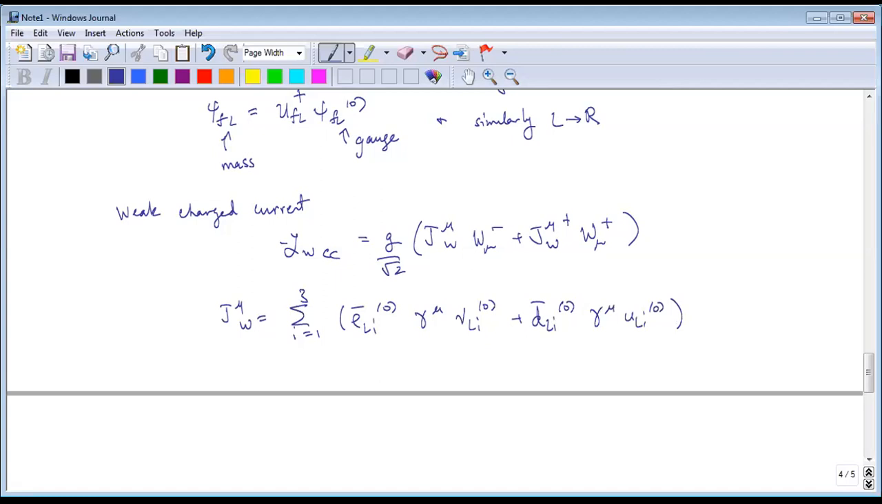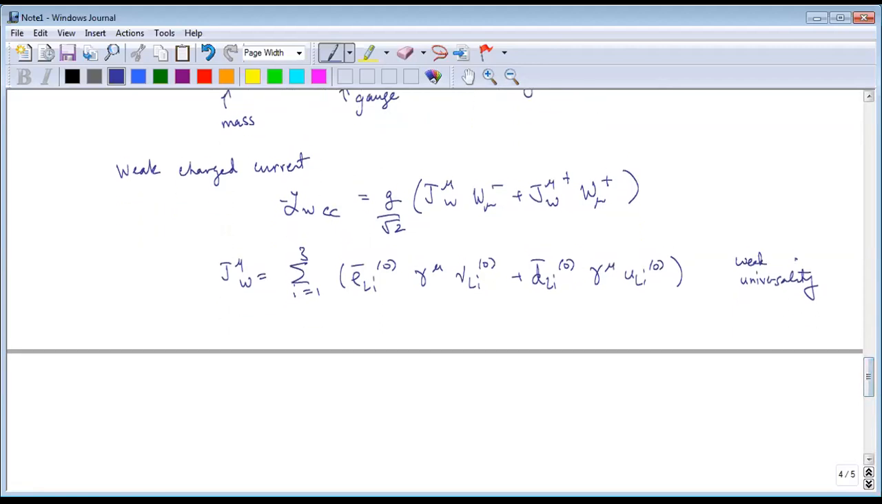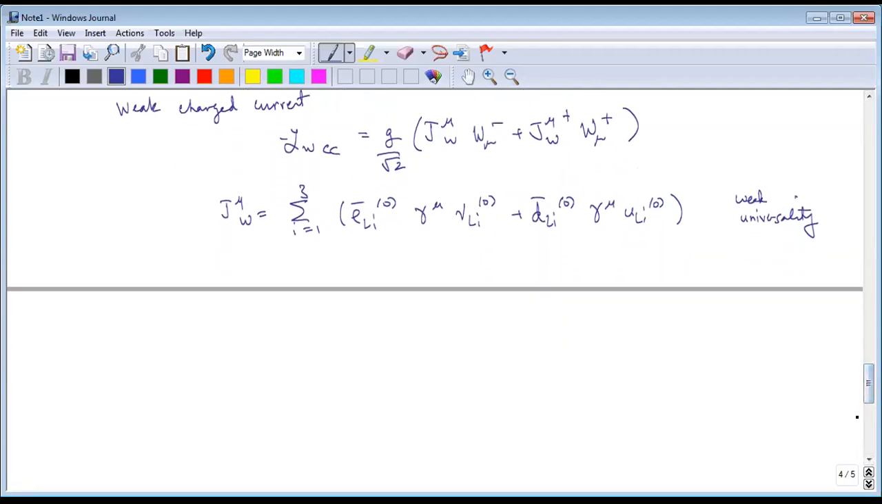So this is again the statement of weak universality. Notice the quarks and the leptons both have the same strength in this form. And of course I can write down the daggered one, let me not bother. And what we can see now is if we go to the mass eigenstate basis, for example, let's look at a term like the following: ULI 0, CKM DLI 0.